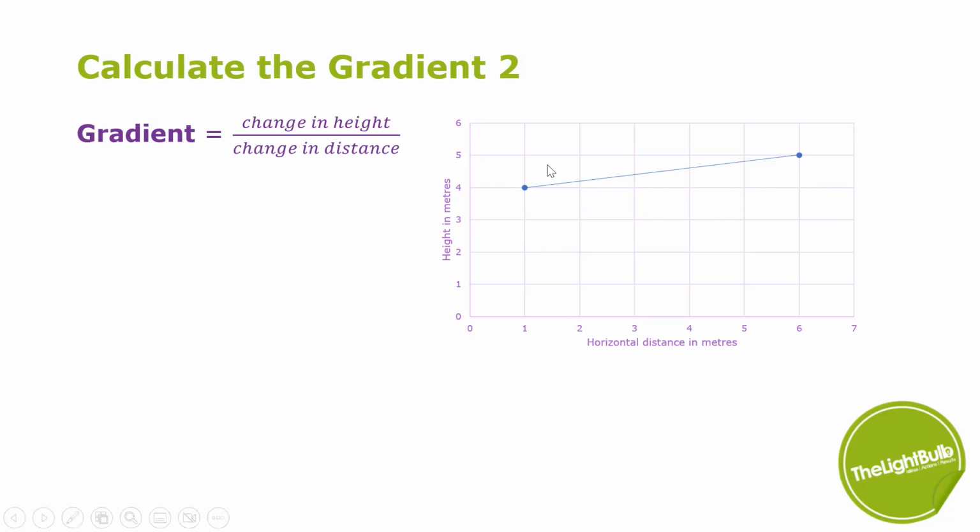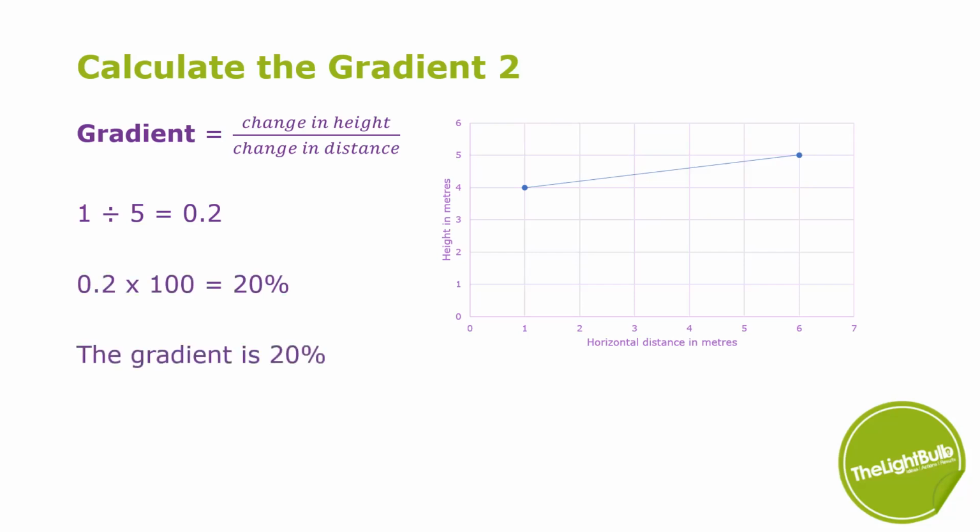And the change in distance is the distance between 1 and 6. So 6 minus 1 is 5, so it's a distance of 5 meters. So our sum is this, 1 divided by 5. 1 meter change in height divided by 5 meters change in distance equals 0.2. Now that's the decimal. Now again, if we times that by 100, we'll find that our gradient is 20%. And that's often how gradients are measured.